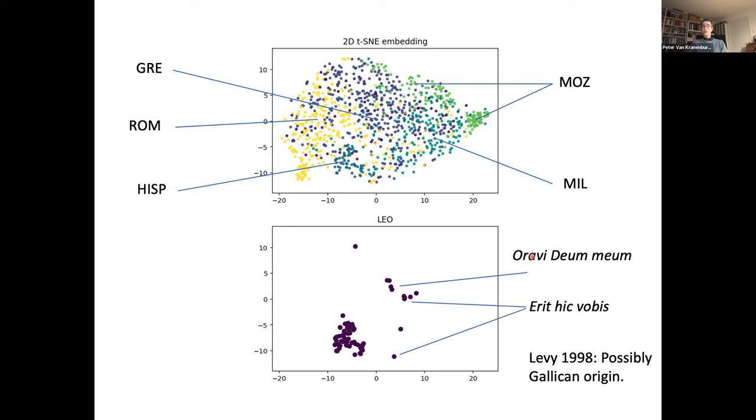These are from two chants, Oravi Deum Meum and Eretic Vobic, of which in the musicological literature, again, it was hypothesized that these are of Gallican origin. And there are other chants that are outliers, Congregavit David and Sicus Cedrus, which we don't know yet what's about them.